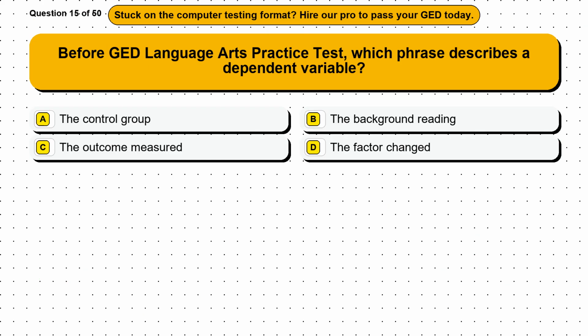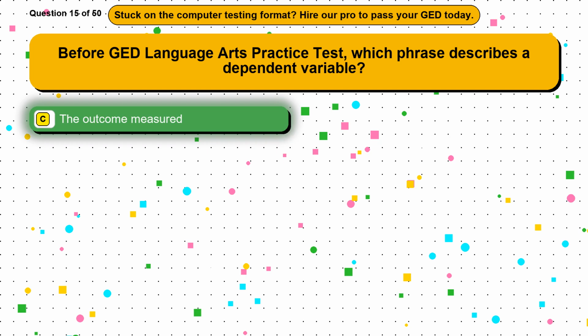Question 15. Before GED language arts practice test, which phrase describes a dependent variable? Option A, the control group. Option B, the background reading. Option C, the outcome measured. Option D, the factor changed. The correct answer is option C.